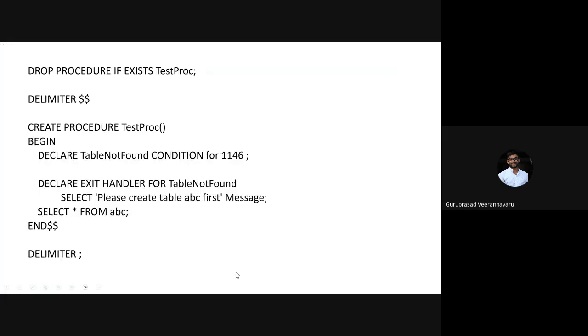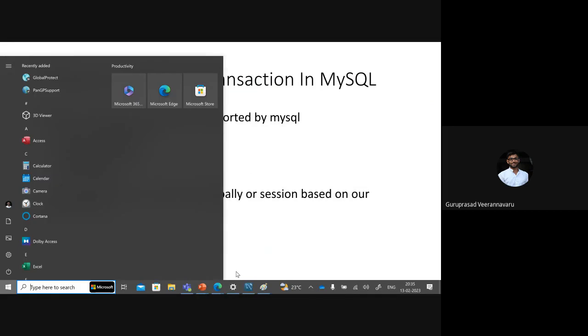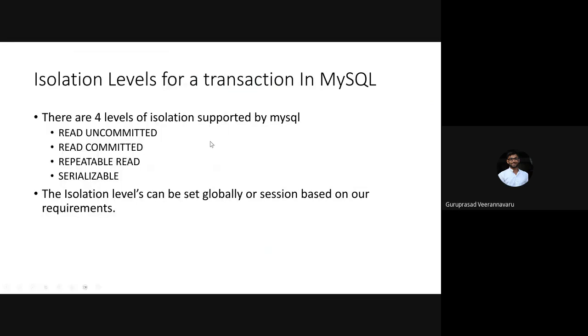So that is it. Next is isolation levels. This is different. 49. I'll stop for a while. If you people have any doubts, I'll take your doubts or else I'll continue.